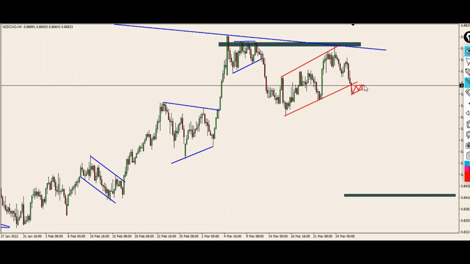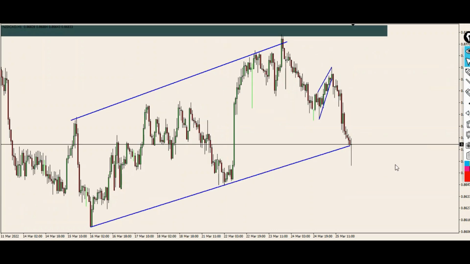Whatever the case may be, whether it's a triangle, a pennant, a flag, we are looking for continuation patterns to the low. And yeah, that'll be all for the 4 hour. Let's go on the 1 hour for further confirmation. Right, on the 1 hour chart, as you can see, like I said, we are in a channel, and the market has rejected this price here rather interestingly.